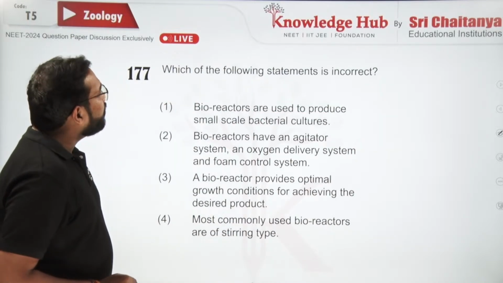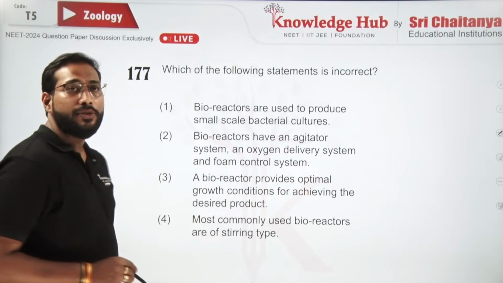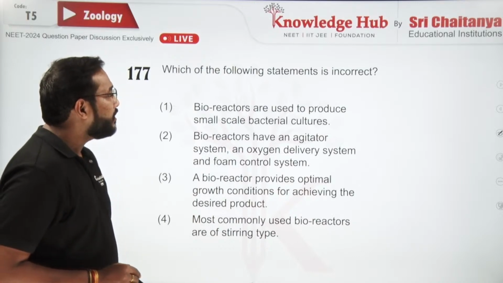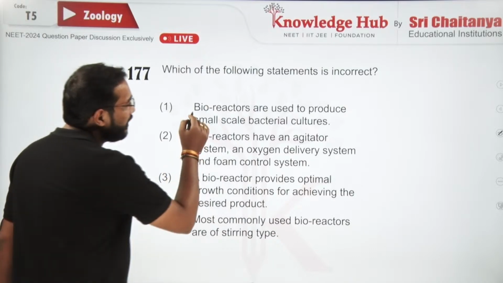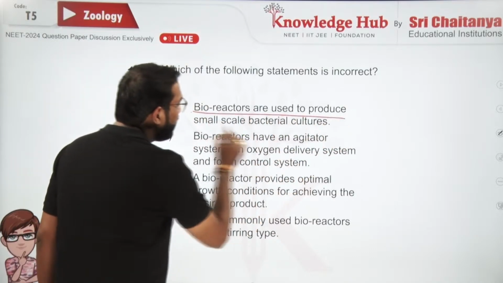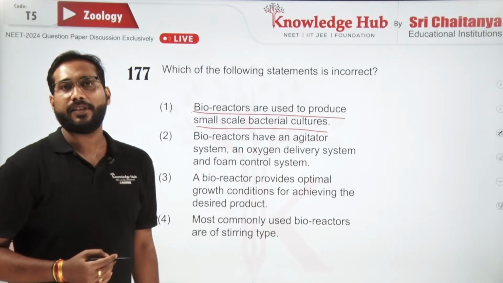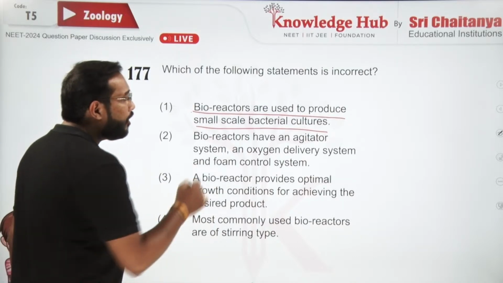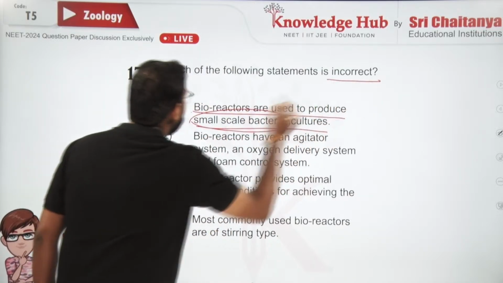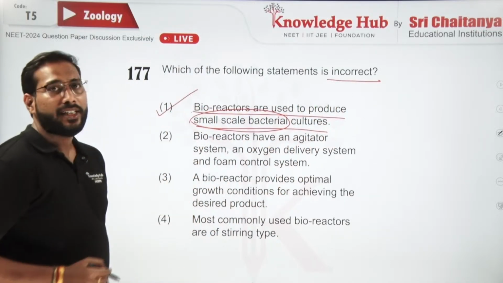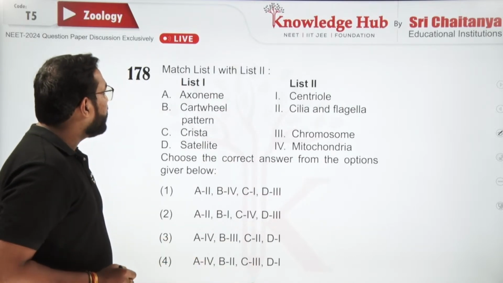Again a statement: which of the following statements is incorrect? Now, bioreactors are used to produce small-scale bacterial cultures. If we see the very first statement, you don't even need to read the other statements. You see, bioreactors are huge. It's given in NCERT. They are used for batch cultures and continuous cultures in industries. They are not used to produce small-scale bacterial cultures. Therefore, the incorrect statement is the first one: bioreactors are used to produce small-scale cultures.